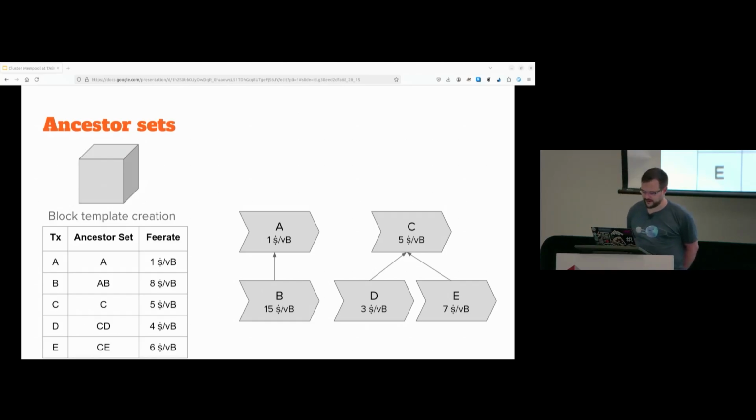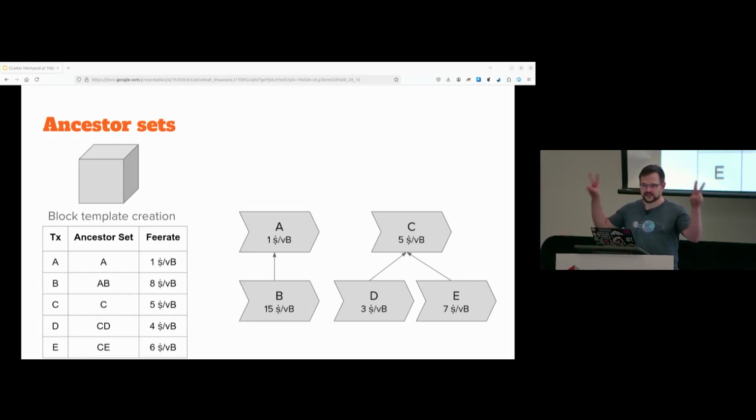So the ancestor set fee rate of D, if we look at all the transactions it depends on, would calculate to be 4 sats per vbyte. But actually, if the ancestor set fee rate is higher than the transaction's individual fee rate, obviously it's more attractive to just pick the parent, right? C gives us more fees per byte than D.